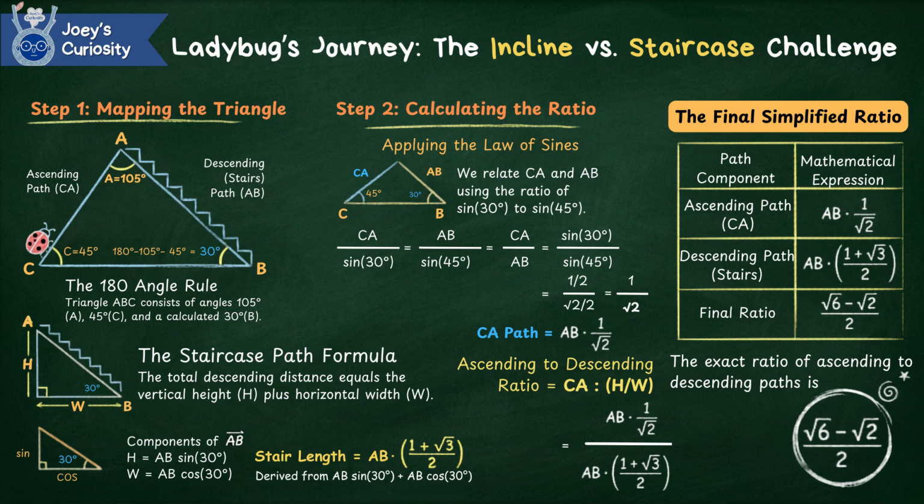Since we know the length of the stairs, we just compare it to the initial upward ramp to solve the puzzle. Third, the law of sines and the final ratio. Think of the law of sines as the ultimate mathematical translator, magically turning our known angles into the exact side-length ratios we need to cross the finish line. Dividing the ascent by the descent simplifies the final ratio to the square root of 6 minus the square root of 2, all divided by 2.